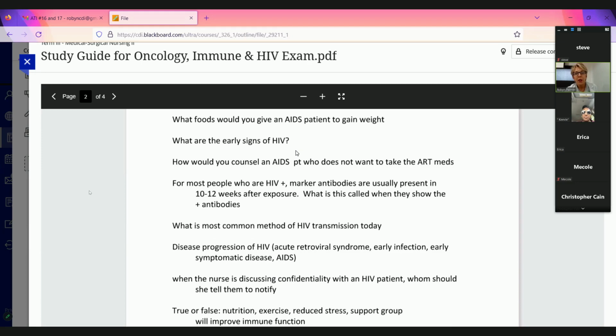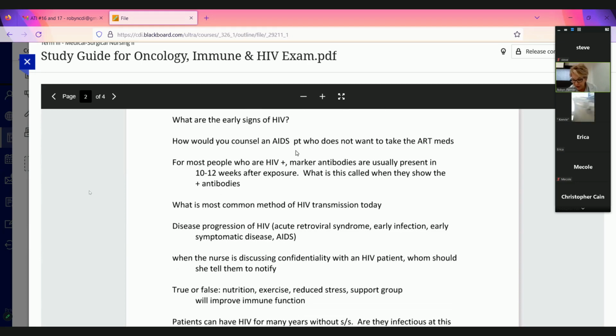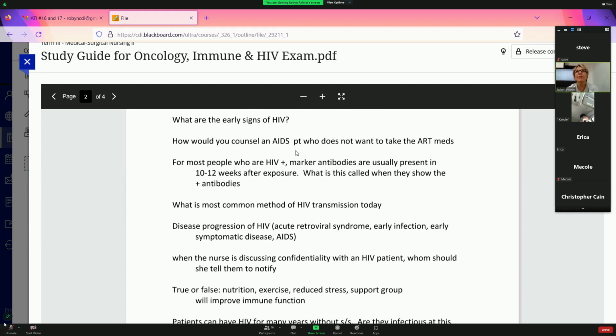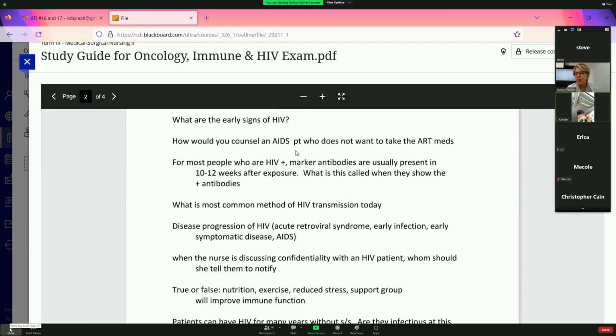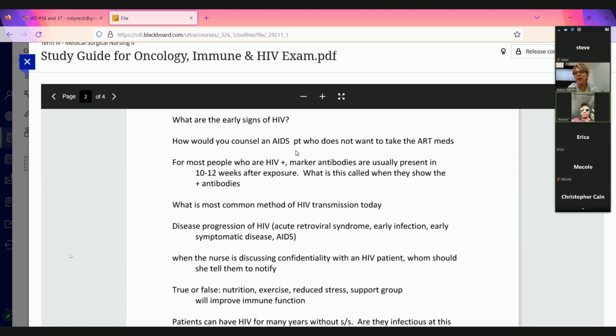But early signs of HIV. What do patients experience when they first get sick? So they get these early signs, right? Night sweats, fever. They kind of have flu-like symptoms, weight loss. Yeah. But those night sweats are one of the big ones.